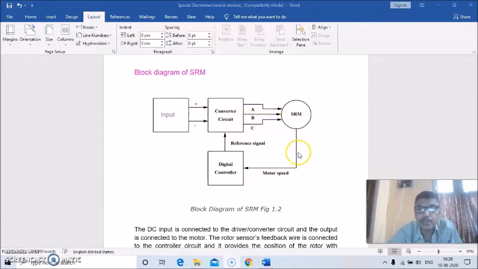And this is the motor speed, which is a feedback. It is a feedback part, and it will go to the digital controller, and so the reference signal will be generated to provide the required output of this inverter circuit.